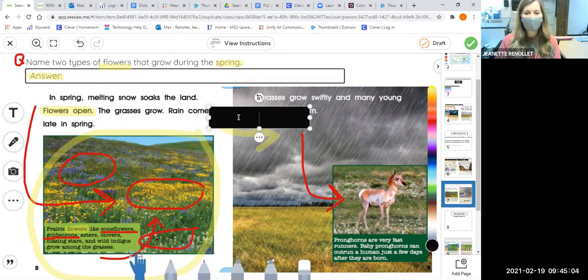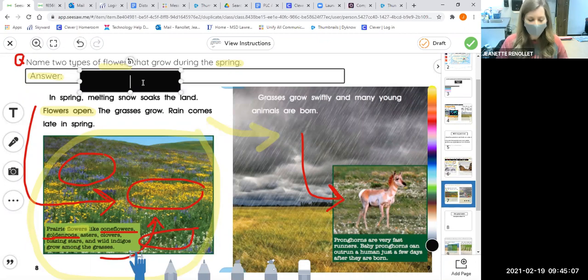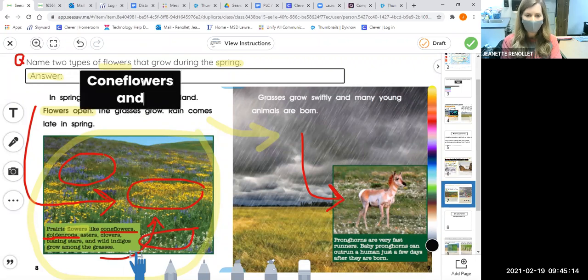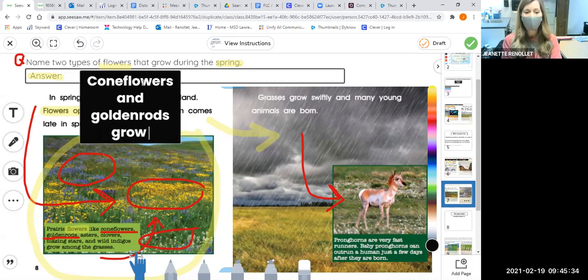So in my answer, I'm going to say coneflowers and goldenrods. Then I'm going to use words from the question. The question said name 2 types of flowers that grow during spring. So I'm going to say coneflowers and goldenrods grow during spring.